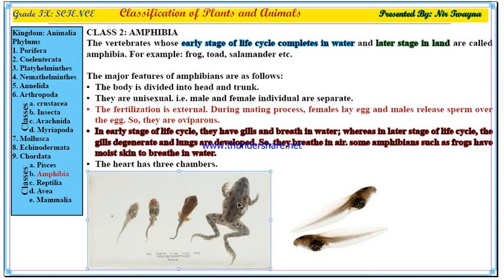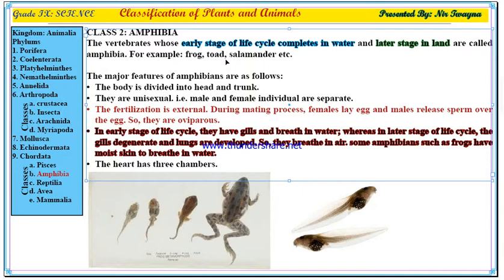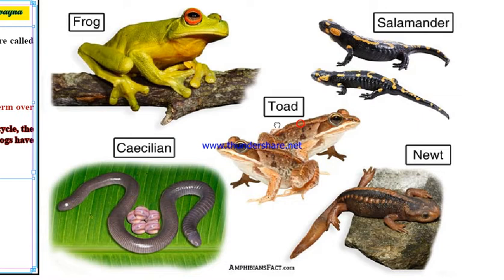However, if we keep adult frogs or adult amphibians in water for a very long time, then they can also drown just like other terrestrial animals. So only in the earlier stage of life are they completely aquatic. Some examples are frog, toad, salamander, etc. You can have a look at these pictures.